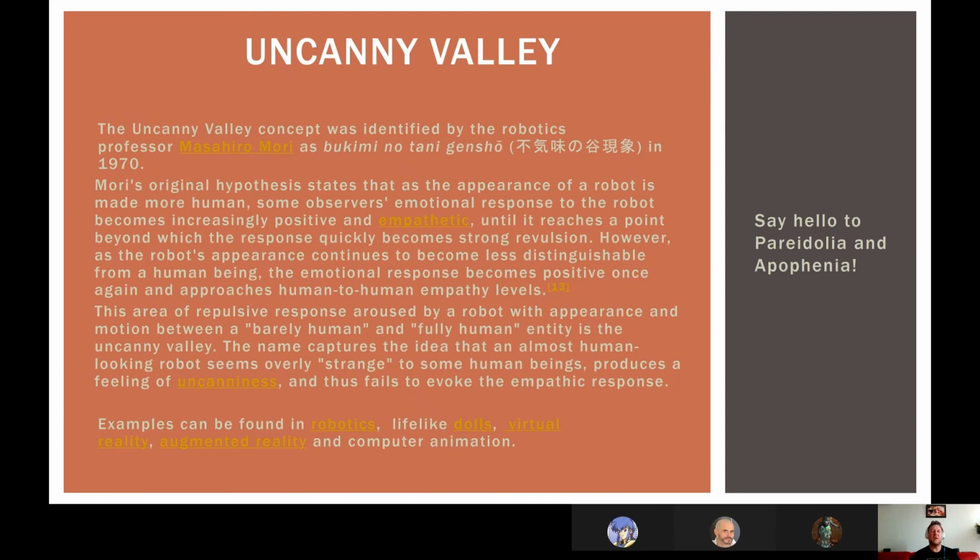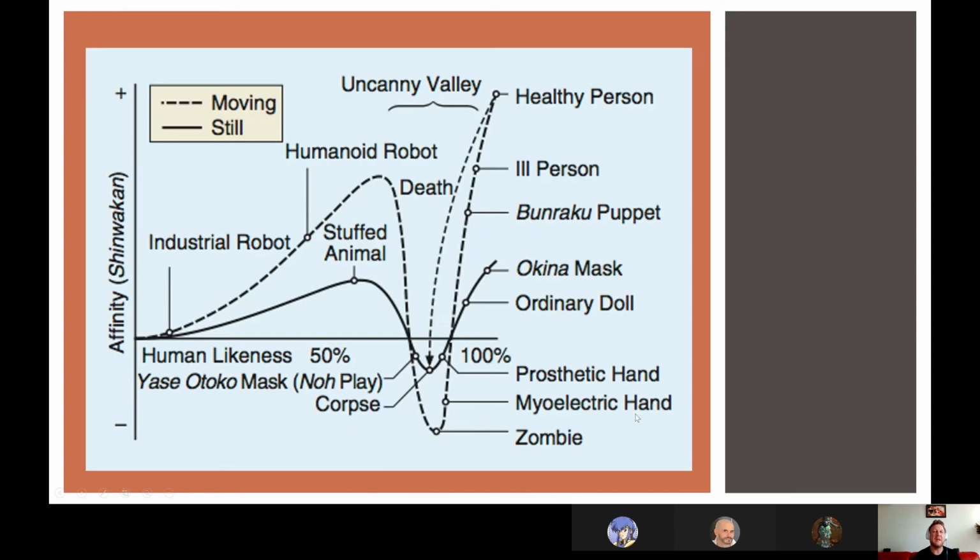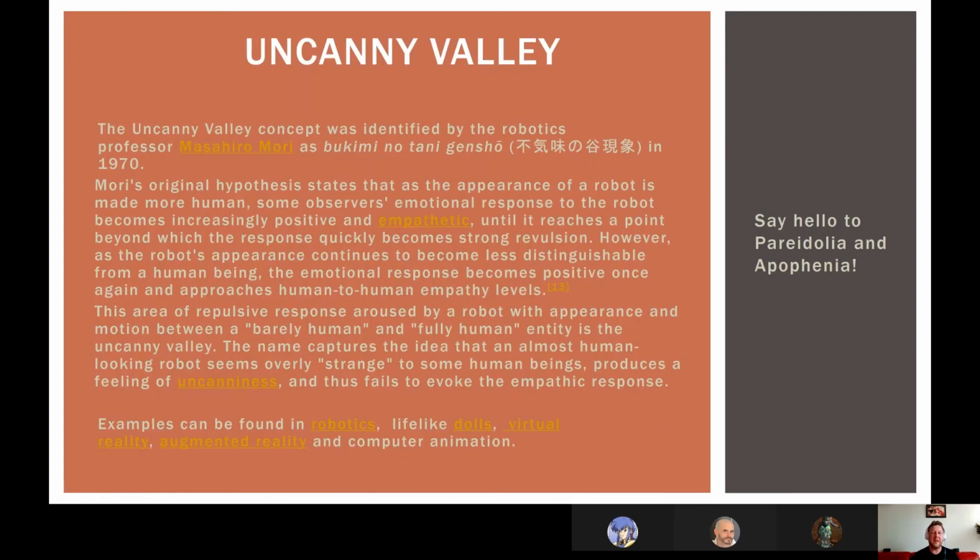And there's a very famous term called the Uncanny Valley. Do you know what it is? Probably you know what it is, yeah. But anyways, this is from Wikipedia. The Uncanny Valley concept was identified by the robotics professor Masahiro Mori as Bukimi no Tani Genshō, in Japanese, I don't know what this means, in the 1970s.